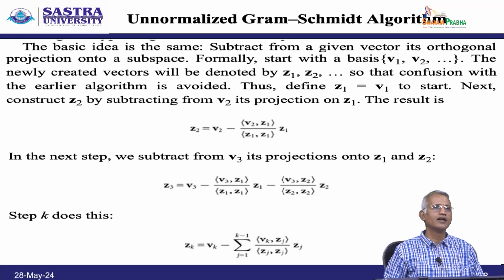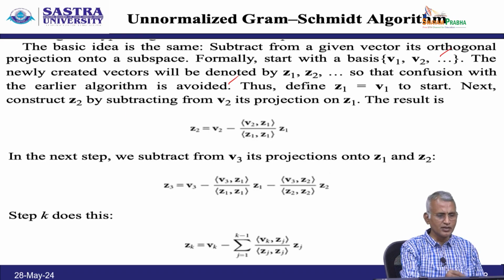Suppose the vectors are not normalized: how do we do the unnormalized Gram-Schmidt orthogonalization process? The basic idea is the same, but subtract from the given vector its orthogonal projection onto the subspace. Formally, start with the basis V1, V2, and so on, n vectors. The newly created vectors will be denoted by Z1, Z2 and so on, so that confusion with the earlier algorithm is avoided. Thus we define Z1 equal to V1 to start.